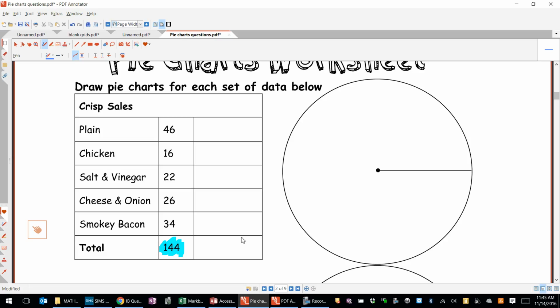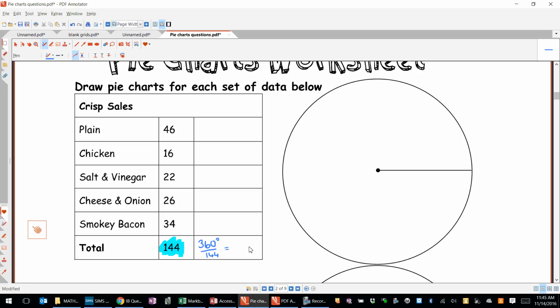Laura? You divide 360 by 144, and then you do your answer times. What would that give you? So 360 degrees, if we share that between the 144 people, we get how many degrees each person gets. Can you do that for me? You got your calculator? Yes.